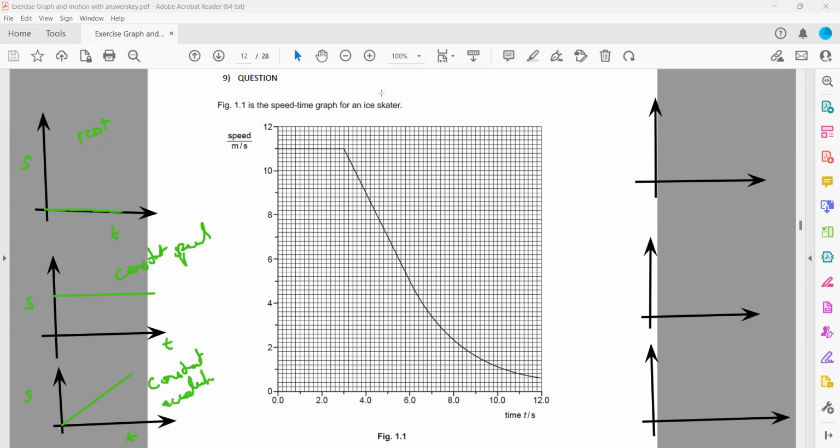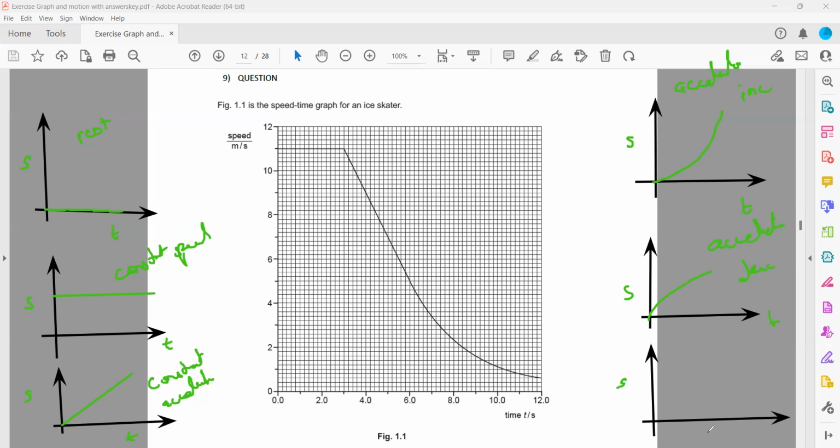If it's a speed time graph and it is having a curve, what does it mean? It means that it is accelerating and the acceleration is increasing. If it's a speed time graph and the slope is decreasing, then what we can conclude is that the acceleration, or the change in the speed, is decreasing.